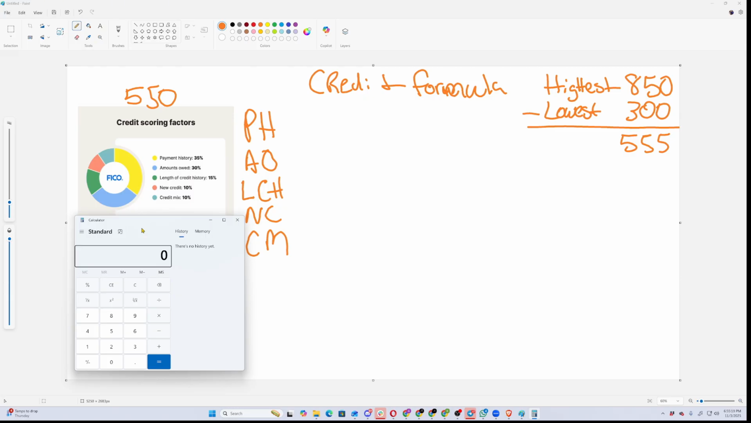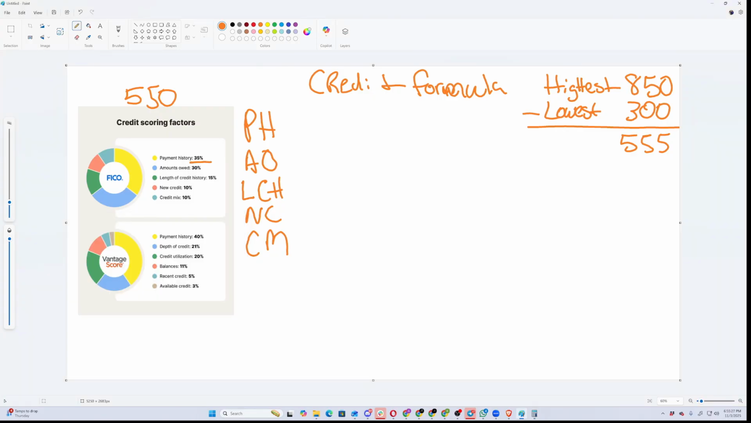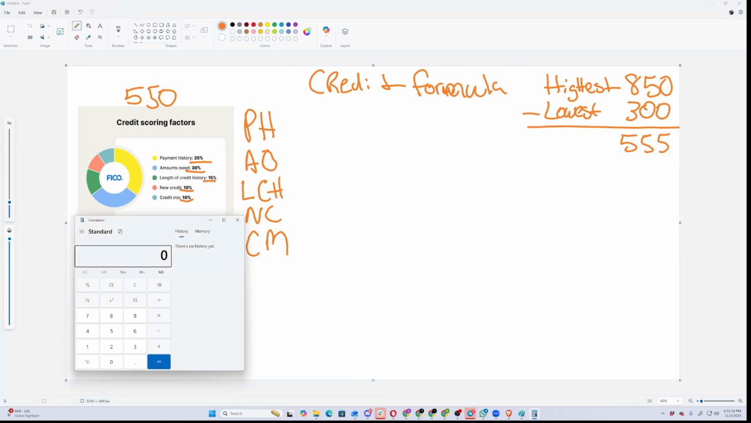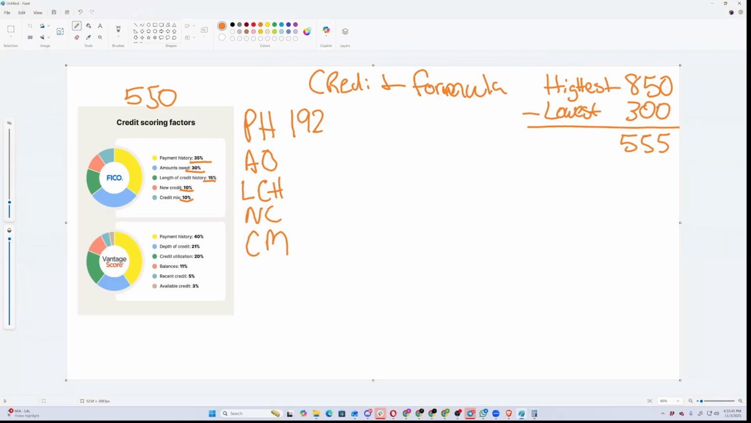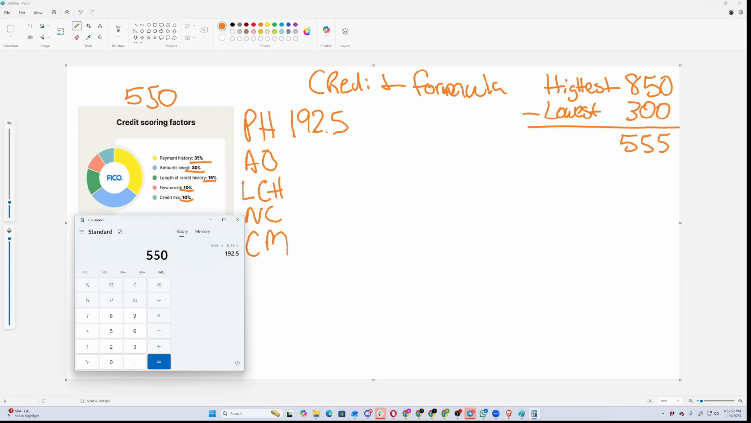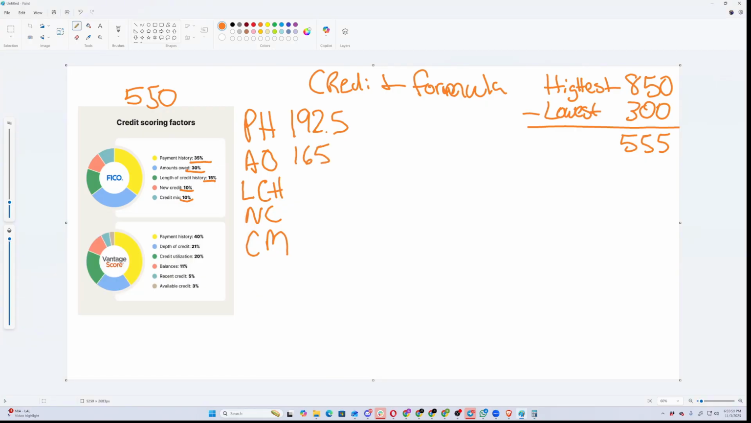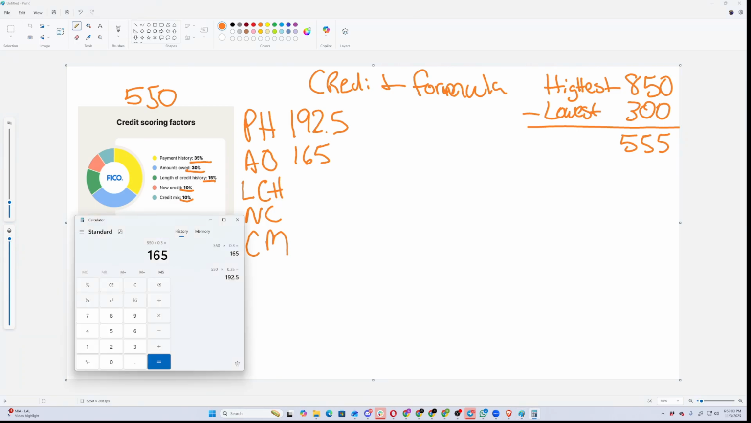The way we want to do this is to focus on these numbers over here: 35, 30, 15, 10, 10. So let's bring up the calculator again. We start with 550. Payment history times 0.35 comes out to 192.5. Amount owed is 30%: 550 times 0.3 is 165. Let's do 15%: 550 times 0.15 is 82.5.